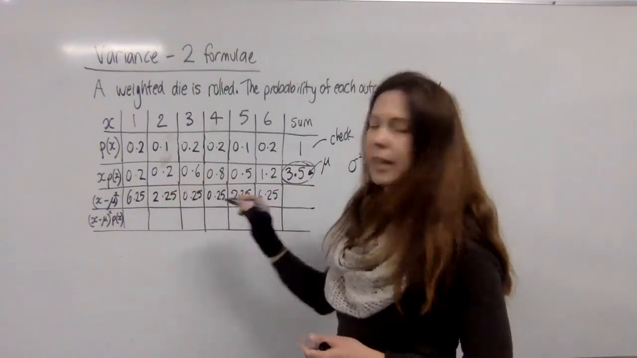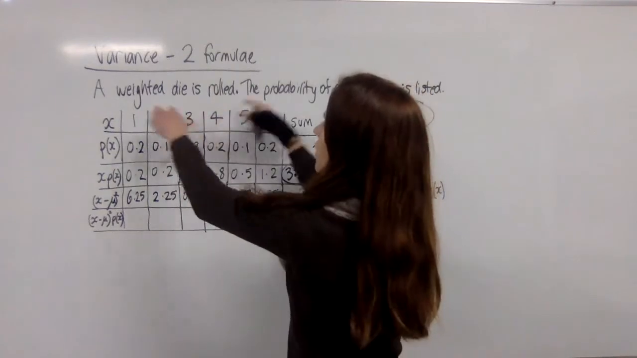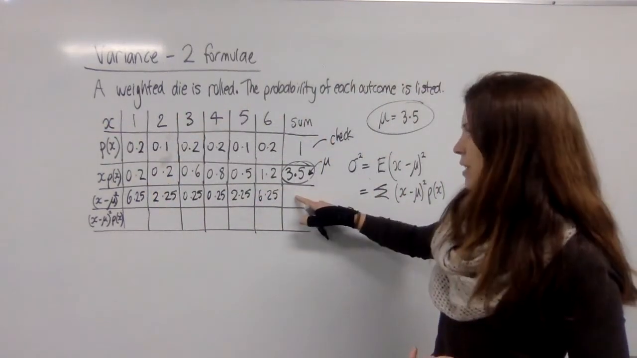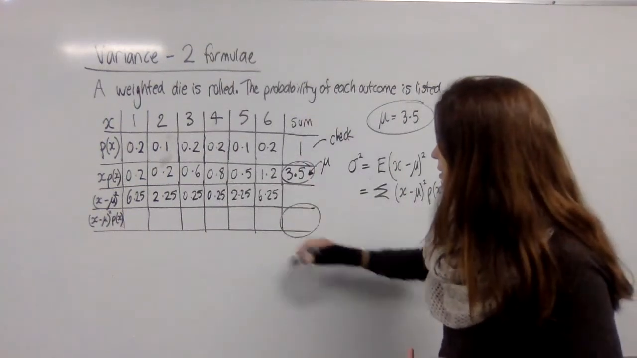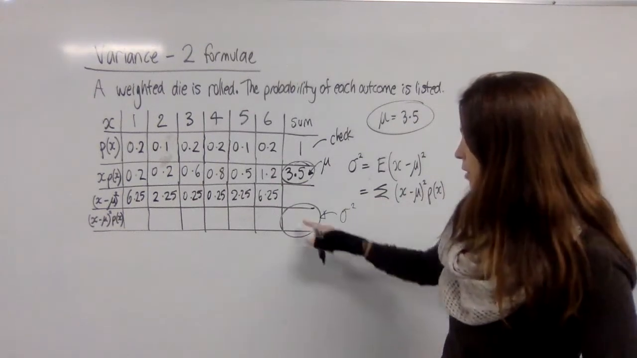Here, luckily I had a bit of symmetry, so I have 3.5 bang in the middle, and that helped me find some missing values pretty easily. Now I don't really need to add these up yet. That sum column is sort of there. This is the useful part. The first formula is going to give me the variance once I get that.